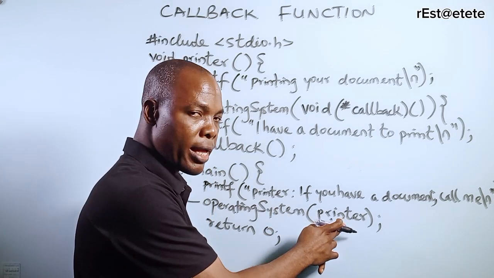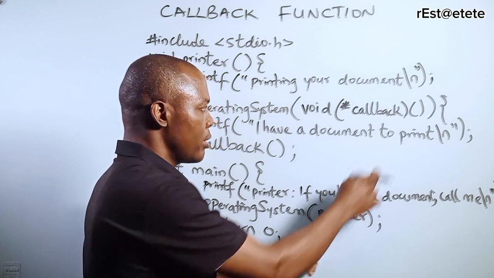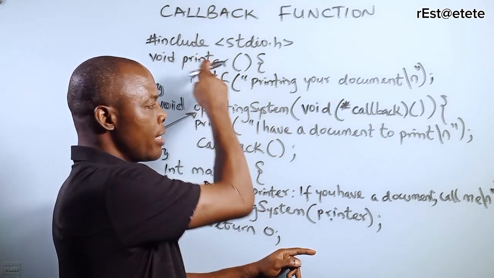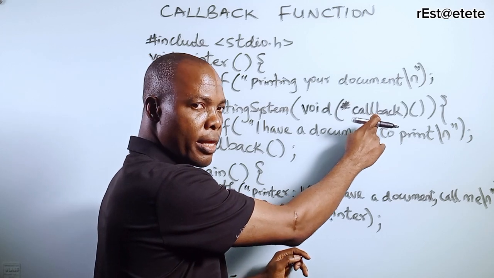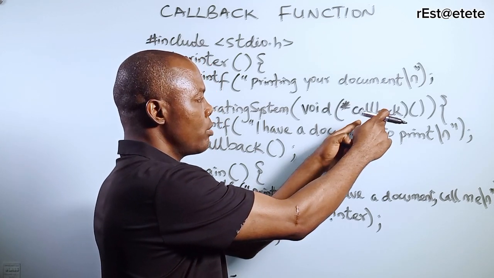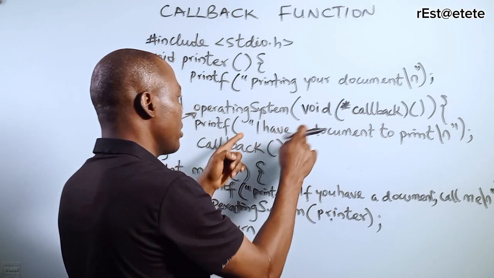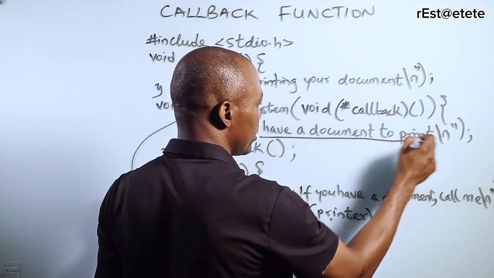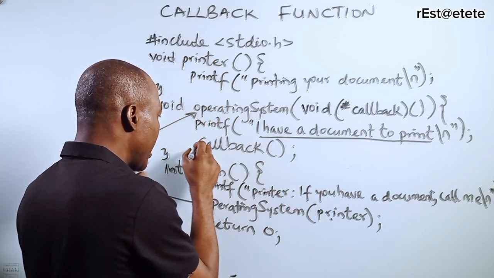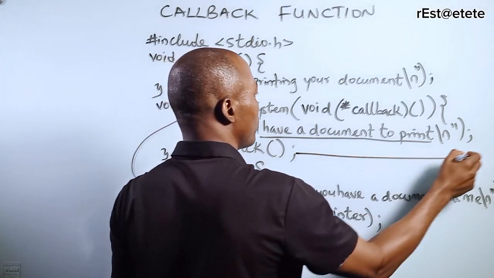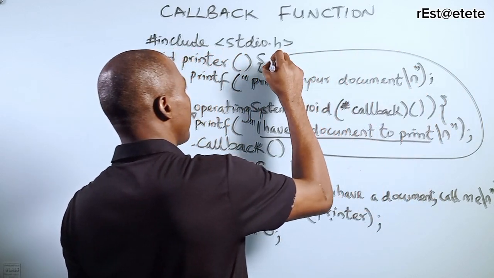Then this printer, which is the address, will be given to what? That is the address of this printer will be given to this guy, because this is called by reference. So the address will be given to this guy and then it will come in. When it comes in, it will print out this one. I have a document to print on the screen. Then it will call this function. So it will call this function and that will come to this guy.